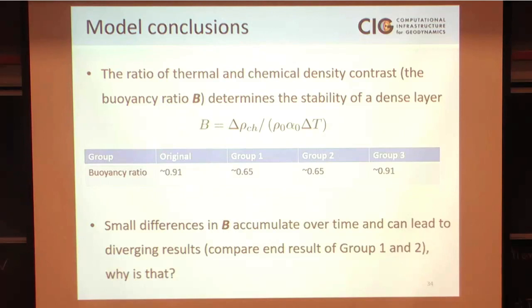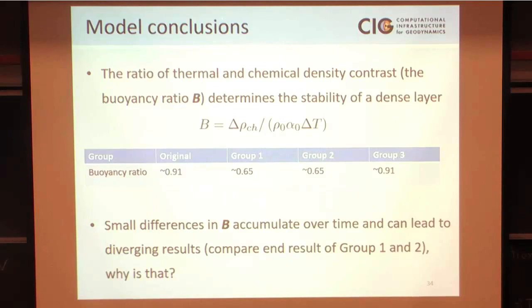And if you compute this buoyancy ratio for the four different models that we ran today, you will see that the buoyancy ratio between the original and group number three, where we changed both the thermal and the chemical density contrast, is nearly the same. And the buoyancy ratio between group number one and group number two is also nearly the same. You also noticed that the models of group number one and group number two are not exactly the same, although based on theory they should be, because we kept the Rayleigh number constant and we have the same buoyancy ratio.